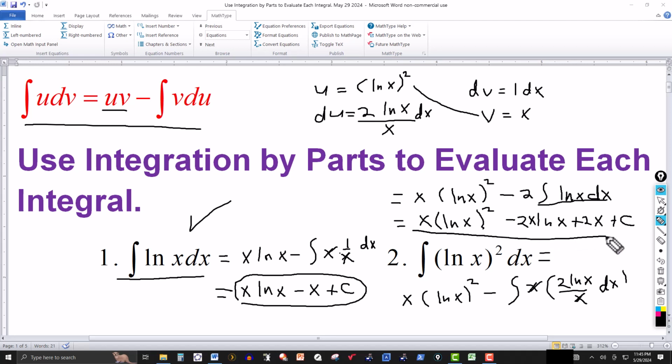So using the result from problem 1, this is what we get for the integral of problem 2. It's x ln of x quantity squared minus 2x ln of x plus 2x plus c.